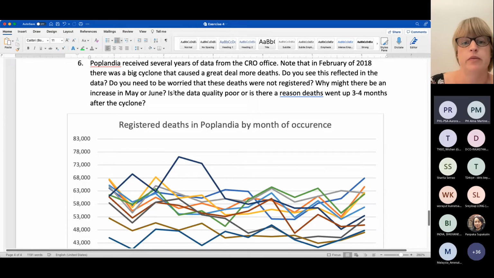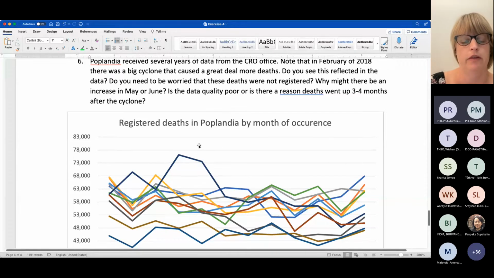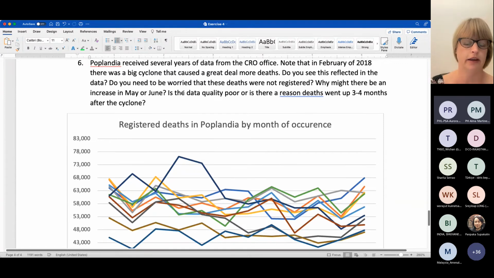Do you need to be worried that these deaths were not registered, these deaths from the cyclone? When might there be an increase in May or June? Is the data quality poor, or is there a reason that deaths perhaps went up 3 or 4 months after the cyclone? So maybe have a look at the graph and have a think about it, and then we can post some of our ideas. And in this case, there may not always be right or wrong answers. So think maybe outside the box, or some things that could influence, or what could be going on. So sometimes we see aberrant data and it's real, or maybe there's an explanation, and it's important to include that.